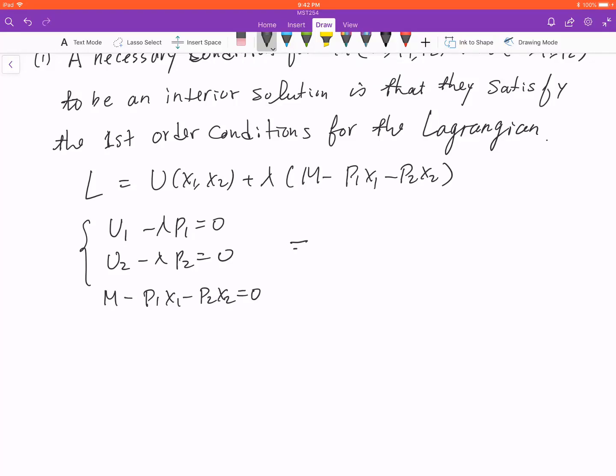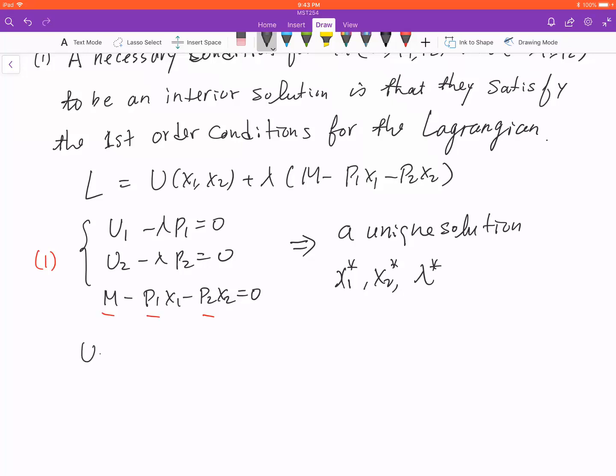And we assume there is a unique solution over here. And that's going to be our x1 star, x2 star, and lambda star. And all of them are functions of parameters m and p1 and p2. So we're going to call this system over here system 1. Okay. So that's what we have.